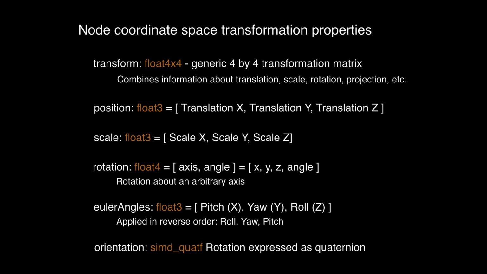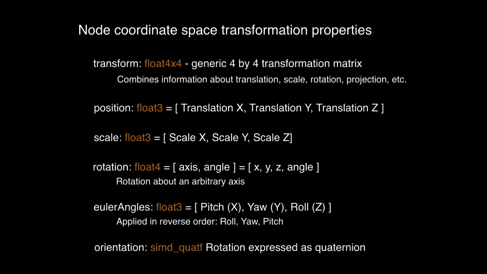There are also Euler angles, which are a float3 vector, and it contains pitch, yaw, and roll. These are rotations about the x, y, and z axes correspondingly. And these three rotations are applied in reverse order: roll, yaw, pitch. And orientation is rotation as a quaternion. Its benefit over the 4x4 transformation matrix is that it is possible to linearly interpolate quaternions.